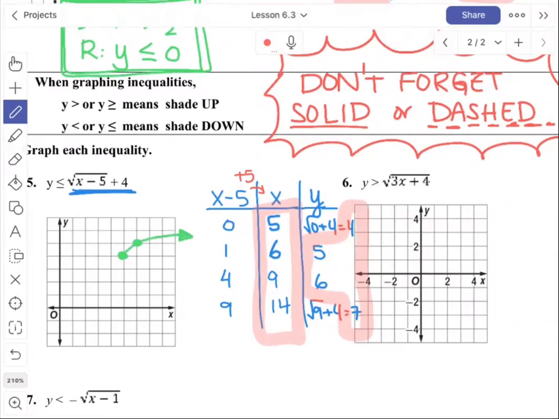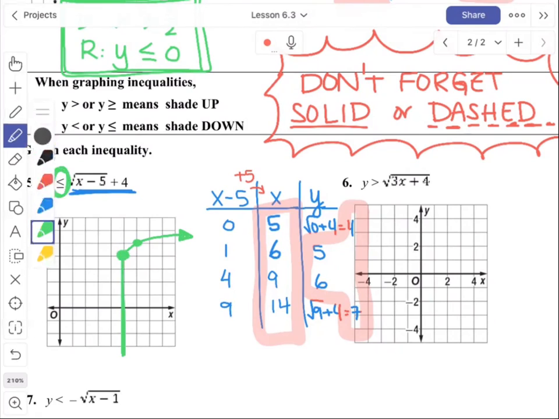Somebody gave me domain. Don't worry about the domain right now. This is just graph. But thank you. So now we need to shade. This is less than or equal to, so I'm going to shade below. This is how you guys are going to do it: draw a line straight down from the starting point, because it's less than, go down, and then shade below the graph. And that's it.